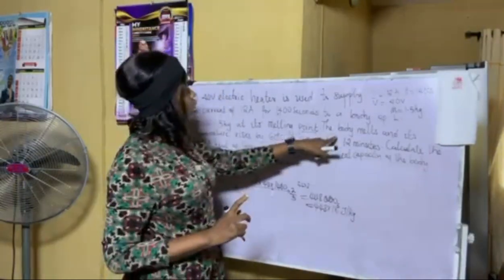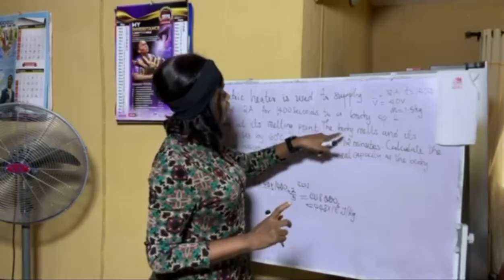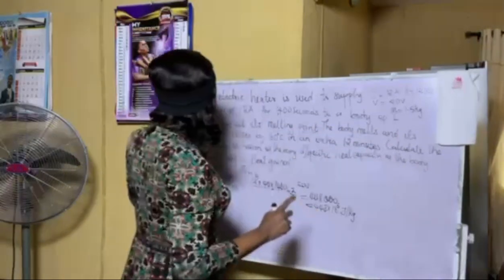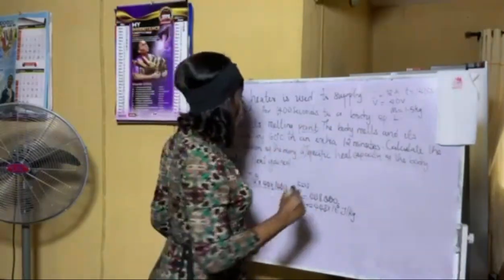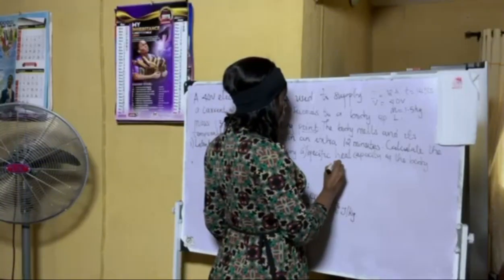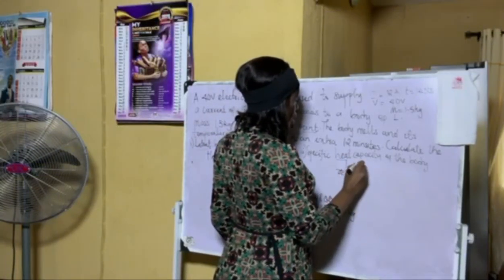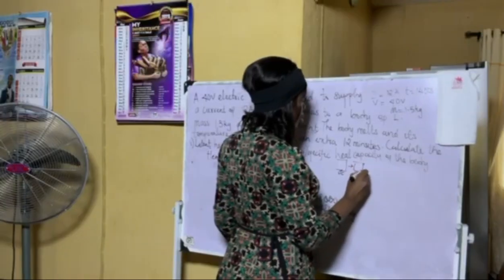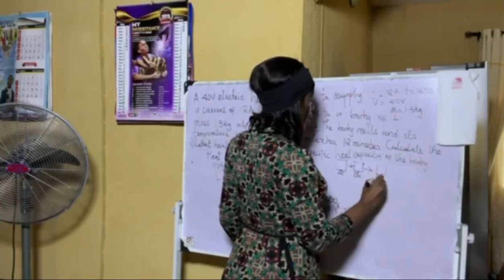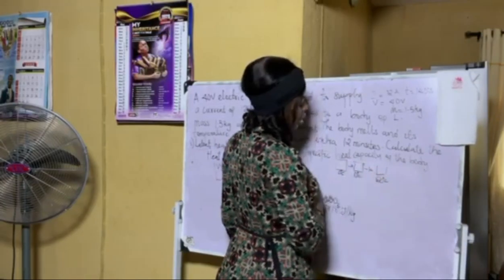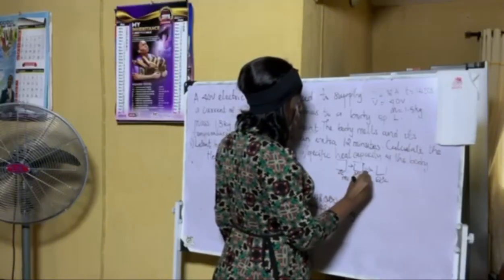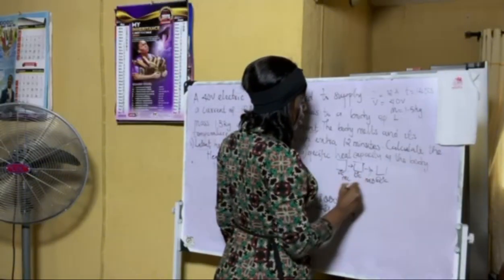Then we are told in the second sentence, the body melts and its temperature rises by this. So if we assume that the melting point, let's say it is 0 like water, we have 0 degrees Celsius, then it rises by 60 degrees Celsius. You can see there's a change. So this is our ML, and here this is MC theta.